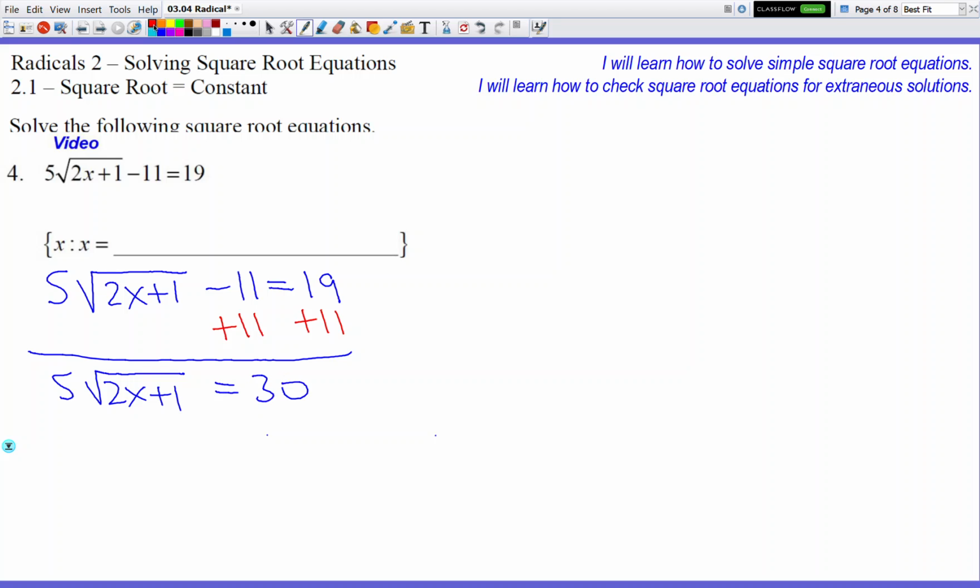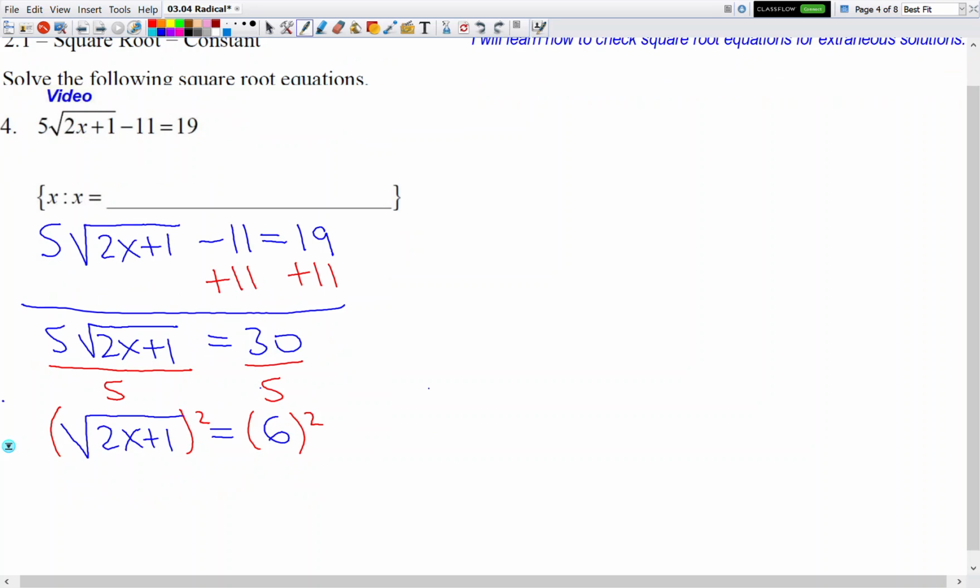Okay, and then we're going to divide by 5. Divide by 5, divide by 5. And we get square root of 2x plus 1 equals 6. Okay, so then we're going to get rid of the square root. So we're going to square both sides. And I think I'm going to run out of room this time, but that can easily be fixed. I can just page extend. Okay, so I get 2x plus 1 on the left side equals 36 on the right side.